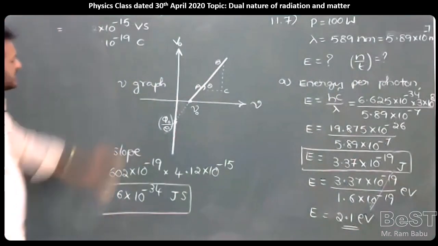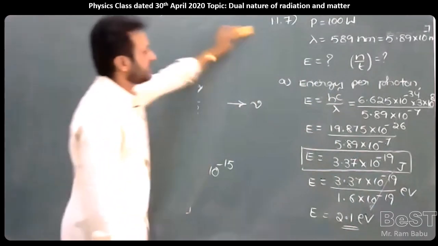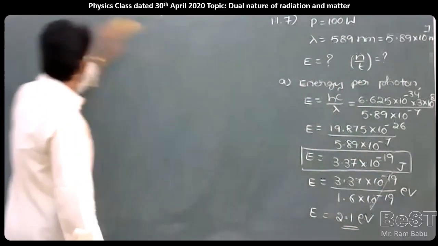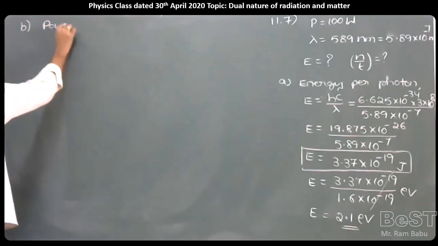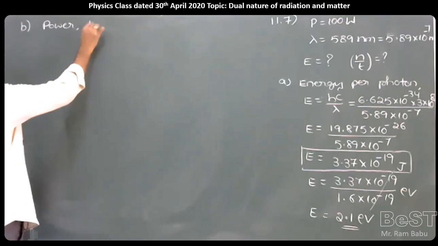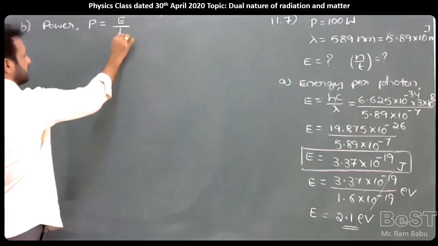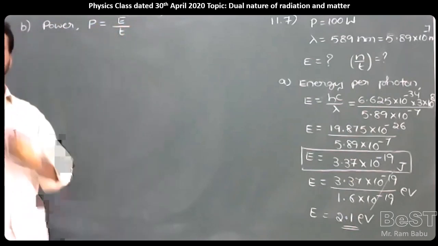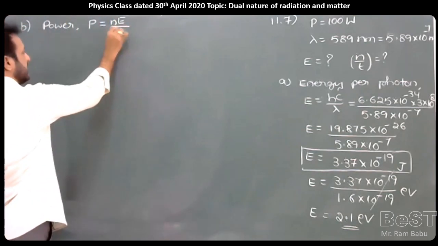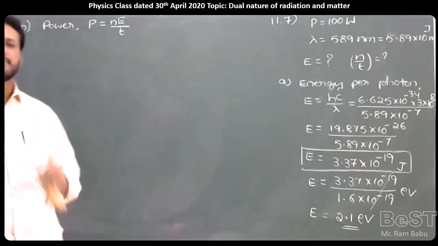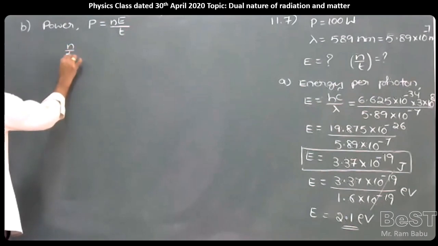And the second question they asked, rate of photons, means the number of photons emitted per unit time, we need to calculate. For finding that one, I'll use a power formula. Power emitted by the sodium vapor lamp, power is equal to energy by time. Correct? For 1 photon, E by T. If n photons given, nE by T you should write. So in this formula they are asking n by T. Rate of photons means n by T.